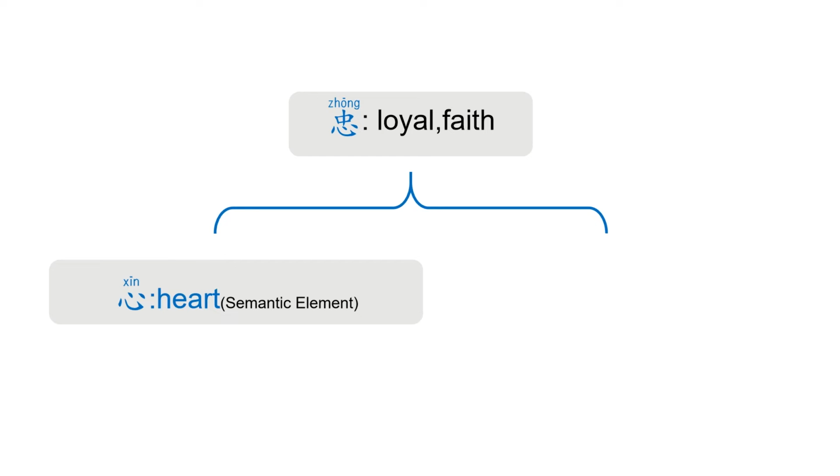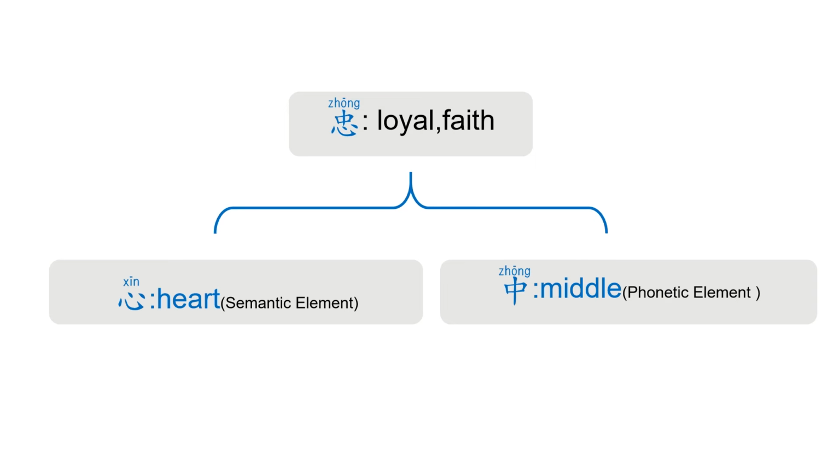This character 忠, which means loyal, faithful, is composed of the semantic element 心, heart, and the phonetic element 中, which means middle. So, the pronunciation of the character 忠, loyal, is the same as its phonetic element 中, which means middle. And the semantic element 心 is used to indicate the meaning. The phonetic element 中 and the semantic element 心 together make the image of a person who puts his heart in the middle, so he is loyal and faithful.